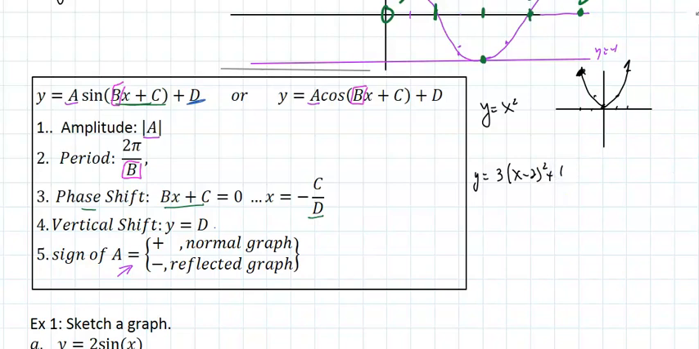Now, wouldn't you say that this is going to shift the graph 2 units to the right? That's when you set this equal to 0 and solve it. And wouldn't you go up 1 unit? A vertical shift is the number that's loose by itself. And doesn't this compress the graph by a factor of 3? Well, here the amplitude takes care of that. That's the beauty of this.